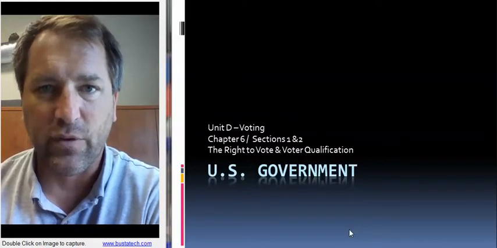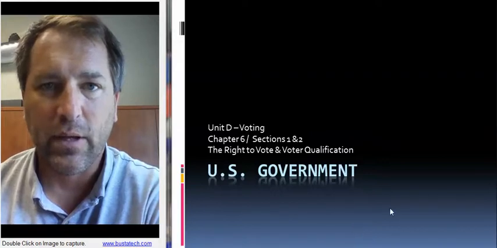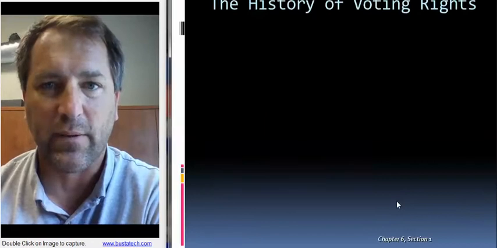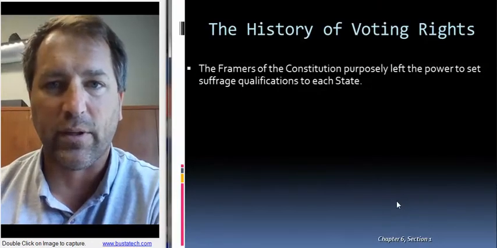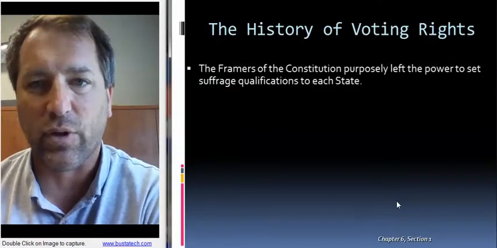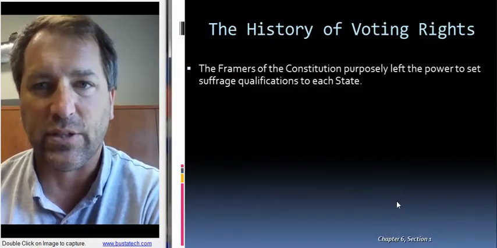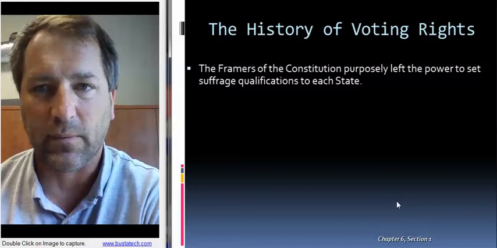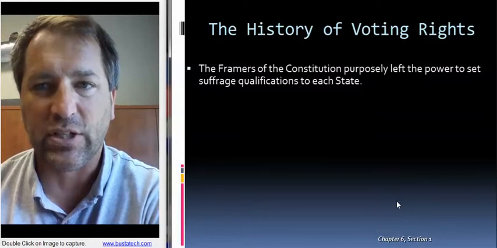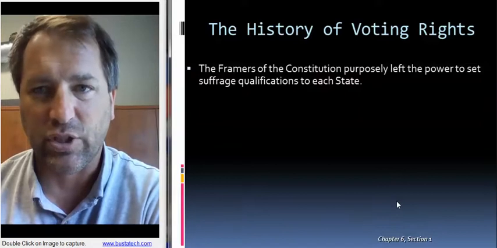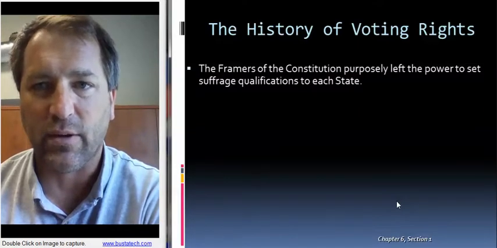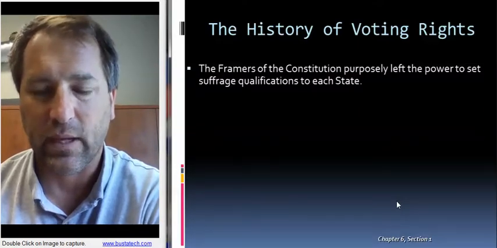Today, if you've read section 1 of chapter 6, that would help, as well as if you printed off the PowerPoint slides, you could take notes on that as well. We're going to look primarily today at the history of voting rights and whose responsibility it is to allow or disallow voting. As you see in this case, the Constitution leaves that choice up to each state. So in Michigan, the state of Michigan decides who's allowed to vote in Michigan, and so forth.